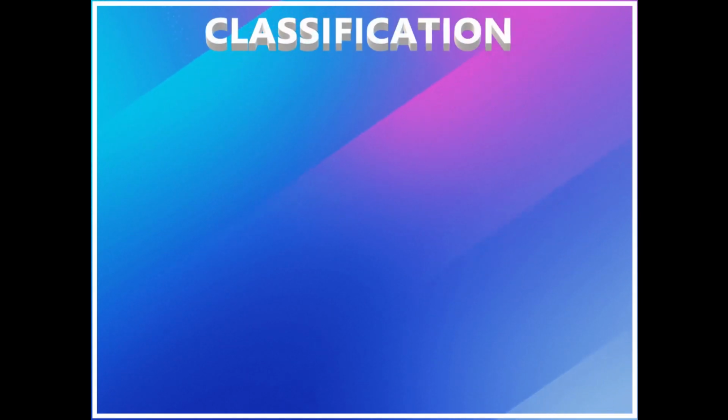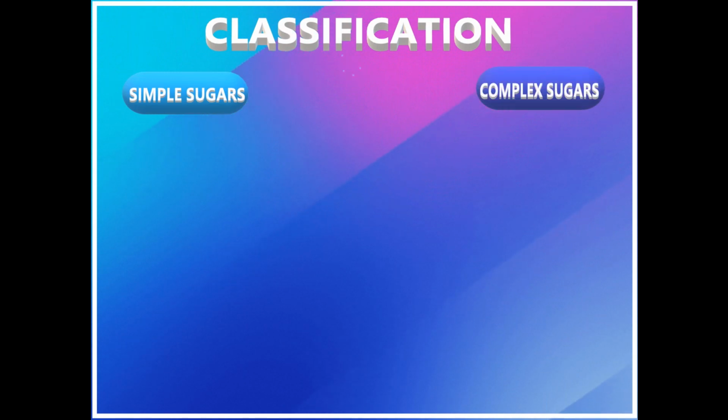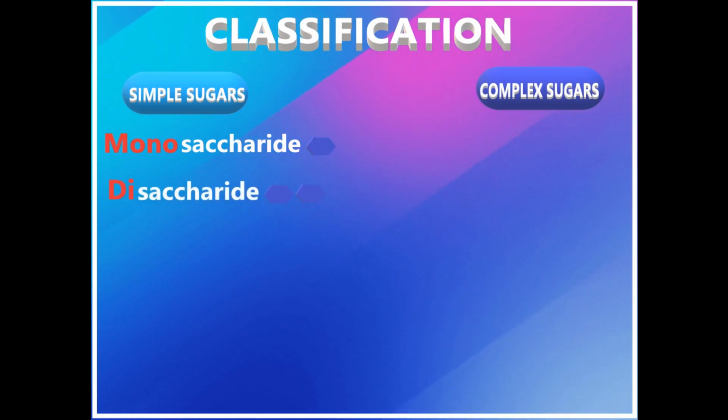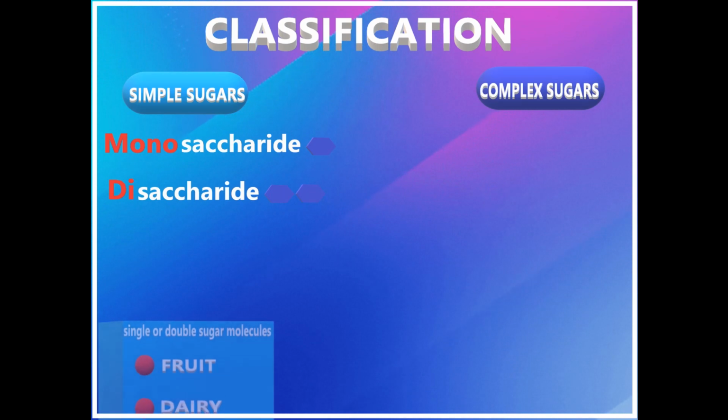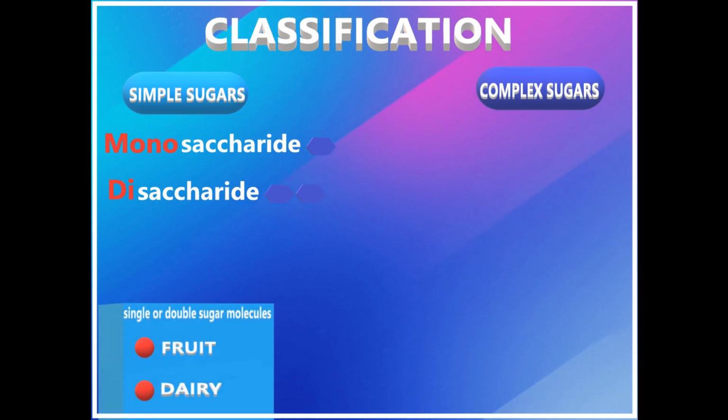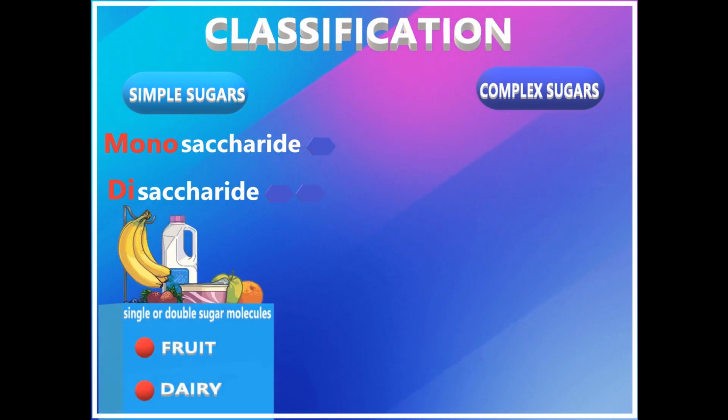Their classification: they are either simple sugars or complex sugars. Simple sugars are monosaccharides, mono standing for one, saccharide being a prefix for sugar, or disaccharides, made out of two monosaccharides bonded together with glycosidic bonds. Like fruit and dairy, these are easier to digest and break down.